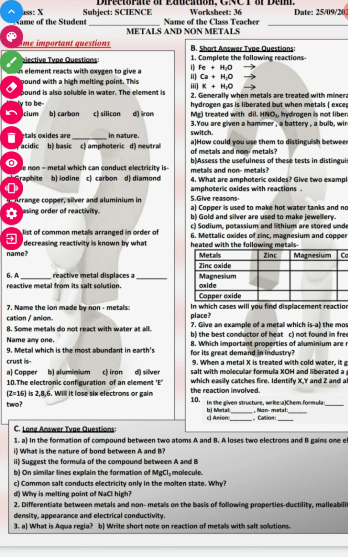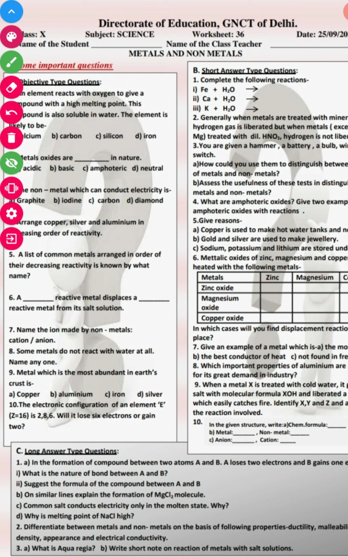Since the bond formation involves the loss or gain of electrons, it must be an ionic bond and the compound is called an ionic compound. Second part: suggest the formula of the compound of A and B. See, the formula of the compound, if you want to write, is AB2.